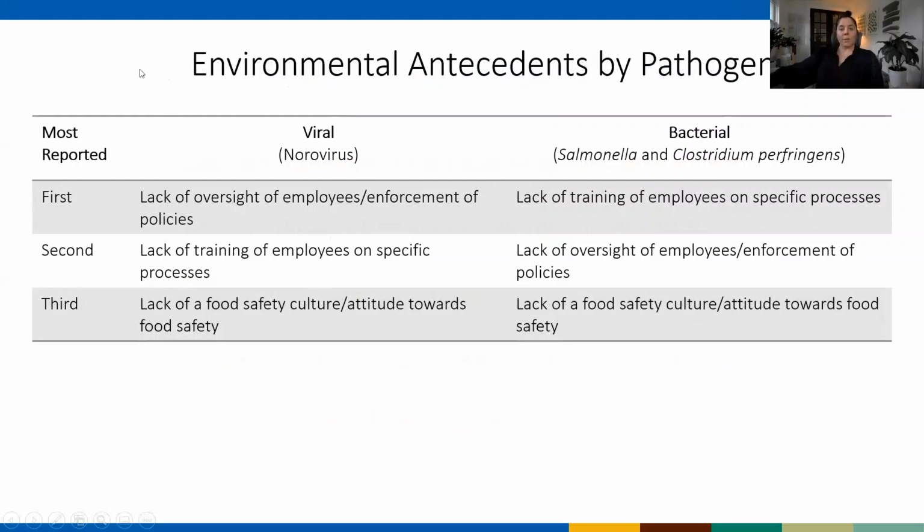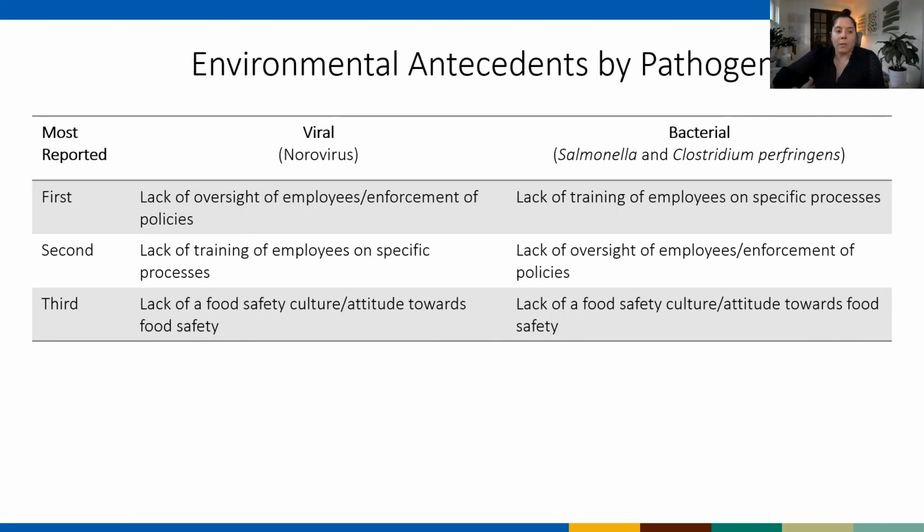Okay, so here are environmental antecedents by pathogen. Now, for the full analysis there, we looked at 17 pathogens. It's quite a hefty table. That's for the manuscript. Today, I'm just going to focus on the top 3 most reported pathogens, which is norovirus in the viral category, and then salmonella and Clostridium perfringens in the bacterial category. So here are the first, second, and third most common antecedents. As you can see, they're all the same, but for the first and second, between viral and bacterial, they are flipped. But overall, all the top 3 are the same.